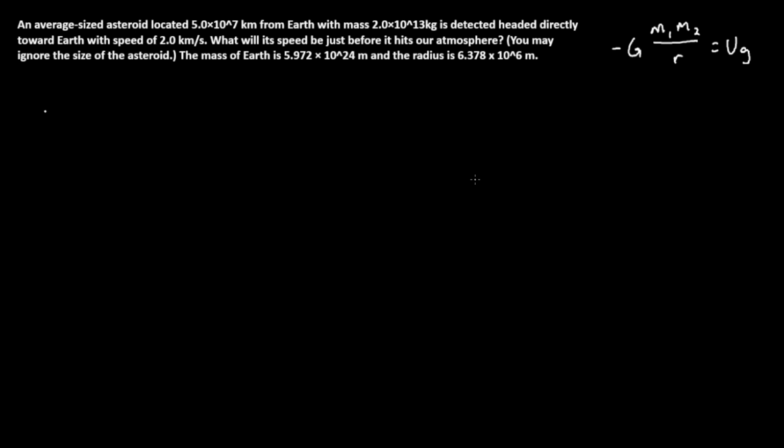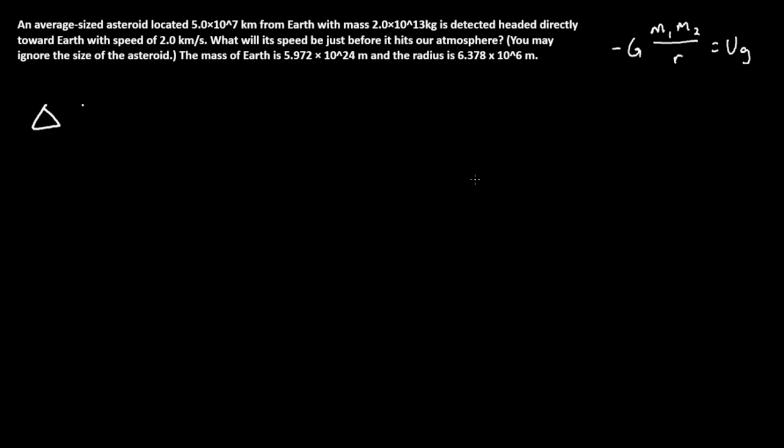In this problem, just read it first. Now if you read it, you need to know that you need to solve for the speed before it hits our atmosphere. And it says that you may ignore the size of the asteroid. Okay, well, how do you ignore the size of the asteroid? We need to calculate kinetic energy. We need to use the gravitational potential energy formula, right? How do you ignore the mass of the asteroid? Well, it turns out that it actually cancels out.